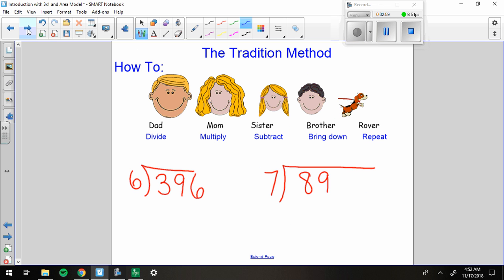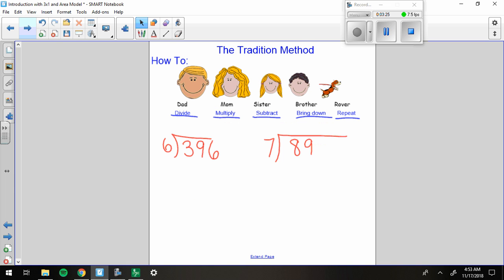And let's talk about the traditional method. We have a couple of steps in the traditional method, which we could think about as a family maybe. First we start with dad, and we are dividing. Then we go to mom, and we multiply. Sister subtract, brother bring down, rover repeat. So let me show you what I mean. Let me see if I can extend this page a little bit.